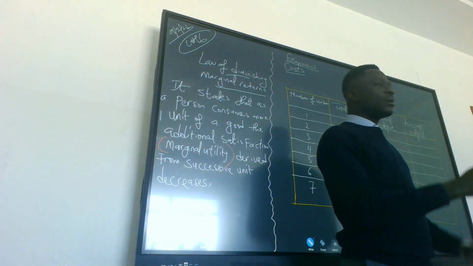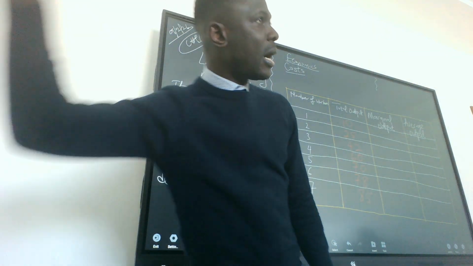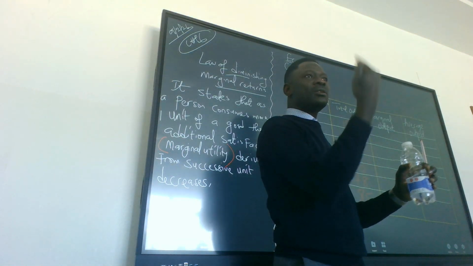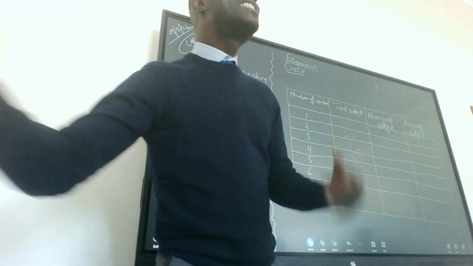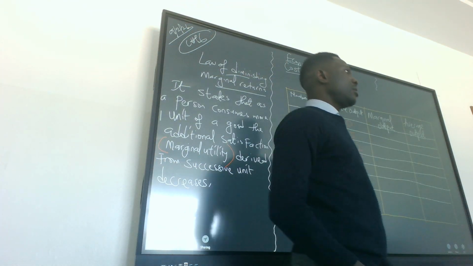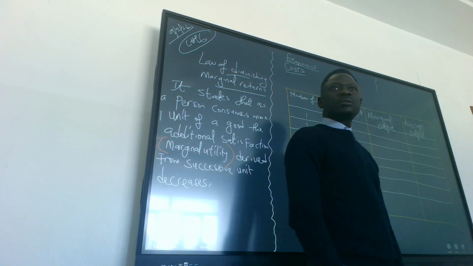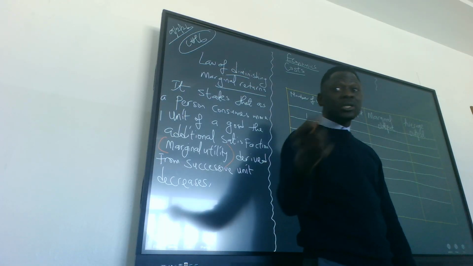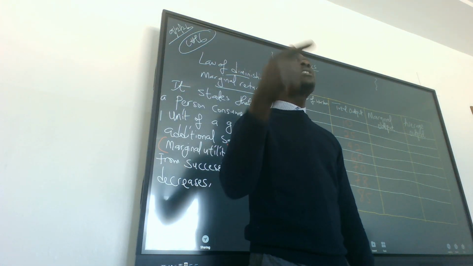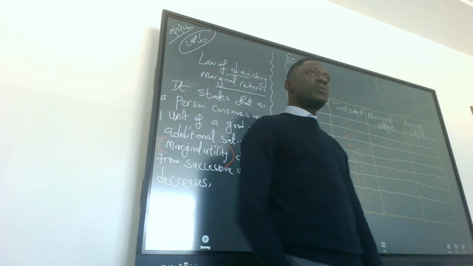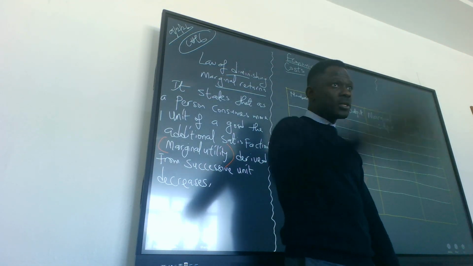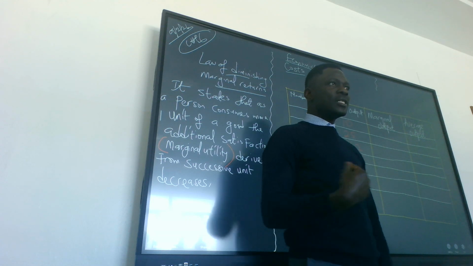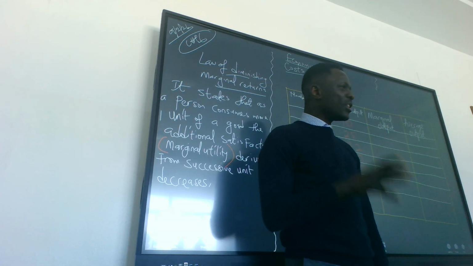Get the point here. If I'm thirsty, I drink water. The first bottle, the second bottle. By the time I'm going to take the third bottle of water, I won't have the same satisfaction I previously had. So there's diminishing returns. The satisfaction I derive from the first bottle I consumed is not going to be the same as the third, the fourth, and the fifth. So it starts diminishing, it starts reducing. So what goes up comes down. Do you understand diminishing returns here?